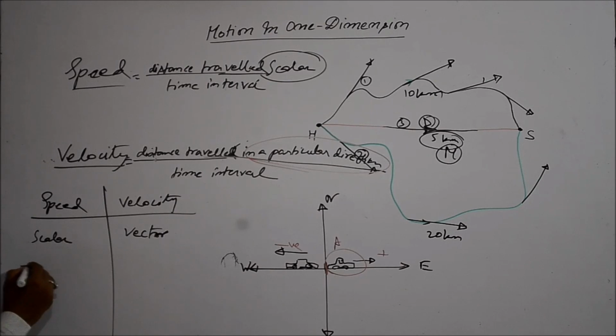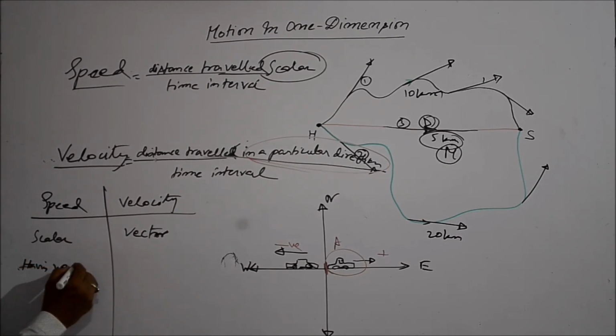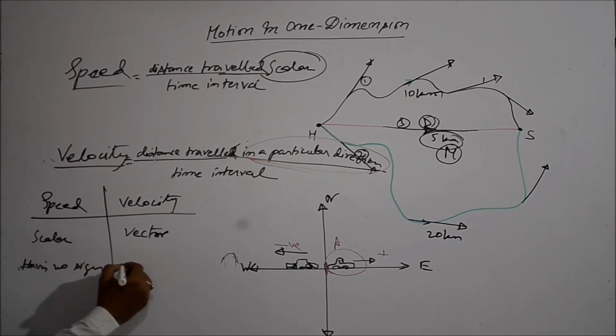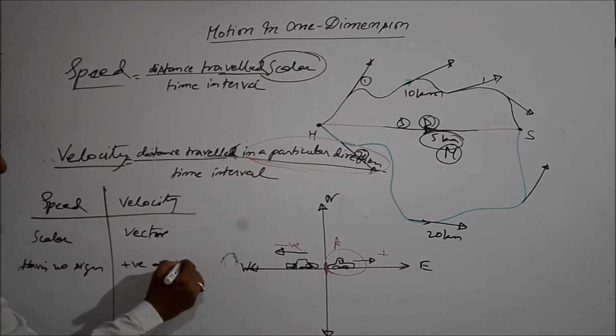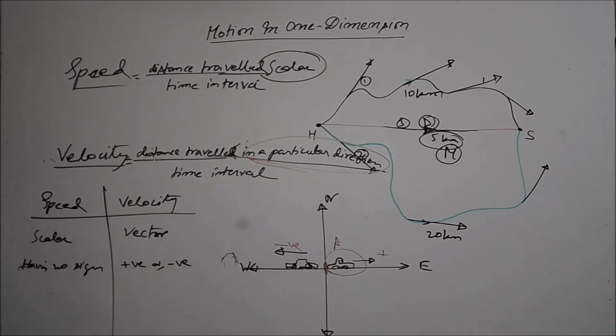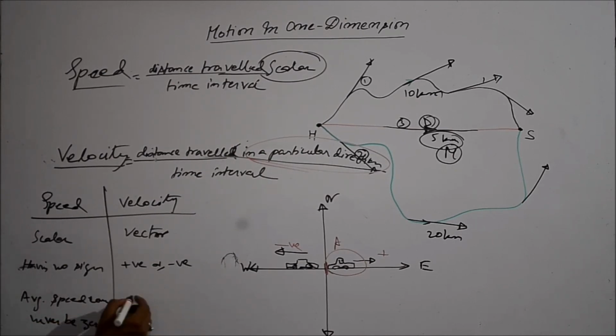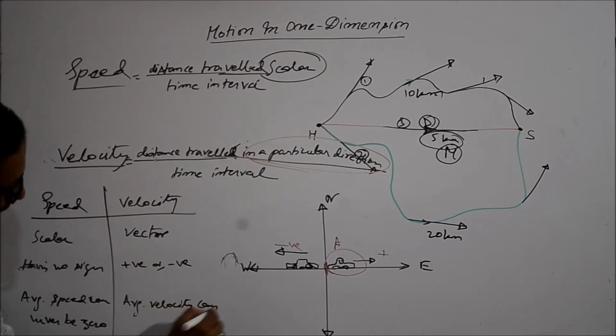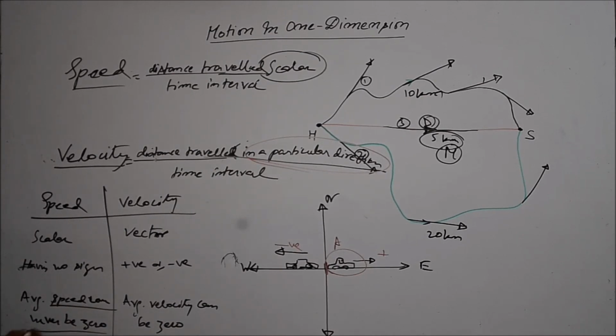Speed has no sign, and velocity may be positive or negative. There is also another thing: average speed can never be 0, but average velocity can be 0. You can also write speed can never be 0. It is never.